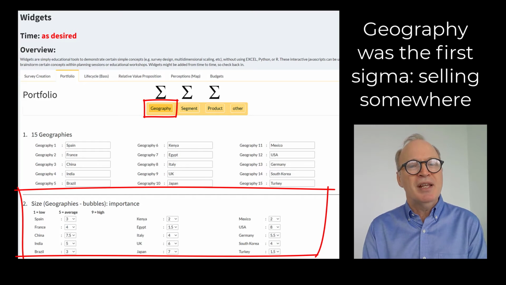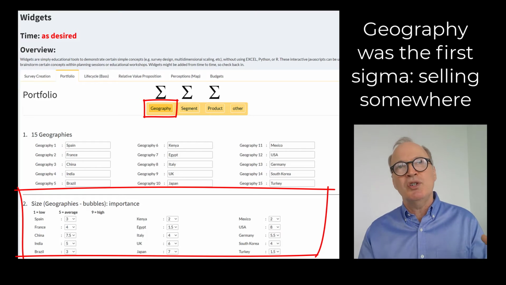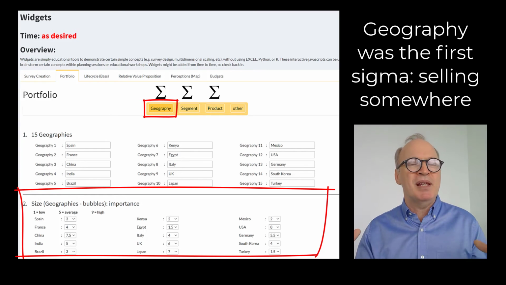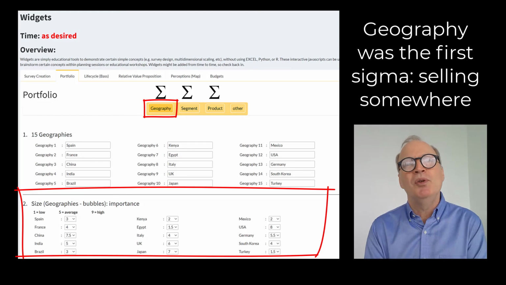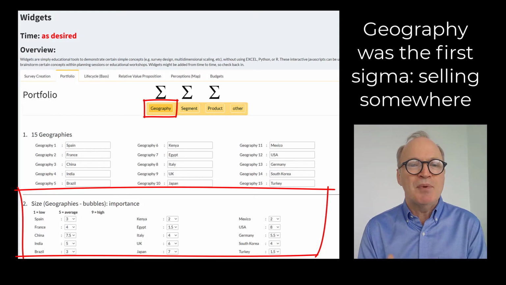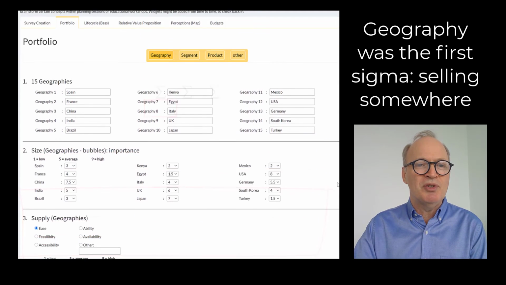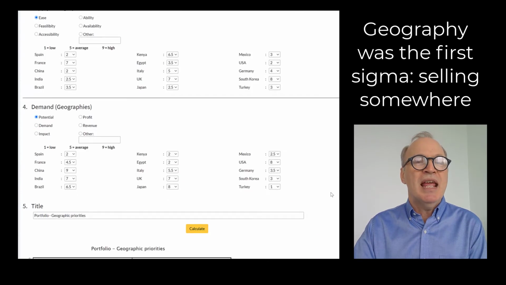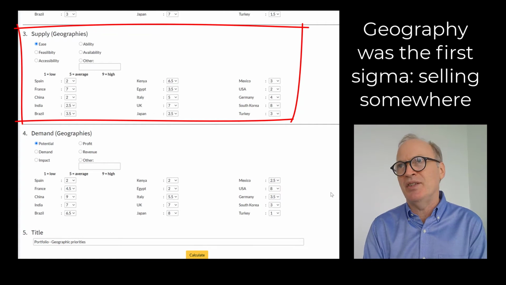So now we have the importance of these markets in terms of their size. So a large bubble, very big impact on market cap or on stock market prices. A small bubble, maybe a lot less so. And we simply evaluate that. Okay, so after those two steps, we then go to the actual dimensions themselves. I call the first one the supply dimension. How easy is it to enter that market?